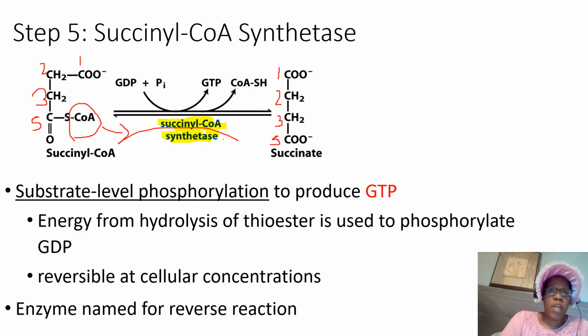So the other oxygen would be coming from the GDP. So it's the first substrate level phosphorylation to give us a GTP. So what we want is energy. So what we get is a GTP instead of an ATP, but it's essentially the same. The mechanism involves including a GDP and an inorganic phosphate and condensing those together to give us a GTP. And the energy from the hydrolysis of the thioester from the coenzyme A is used to phosphorylate the GDP.